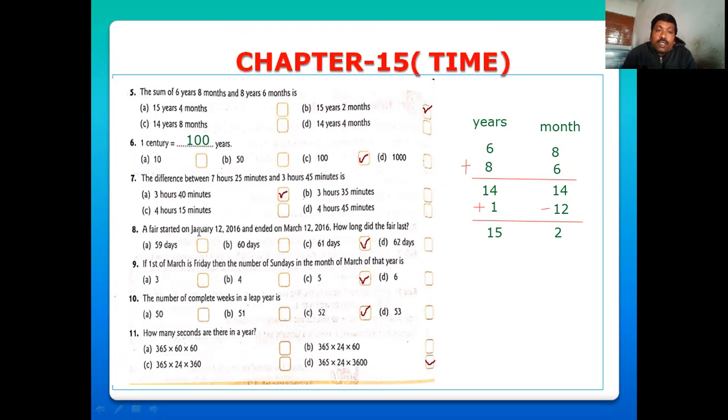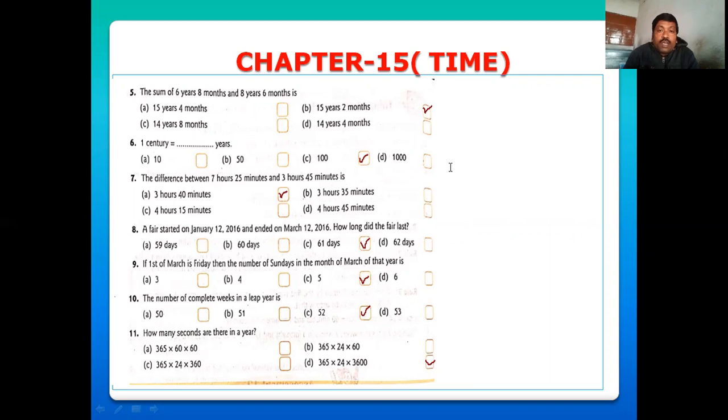A fair started on the January 12 2016 and ended on the March 12 2016. How long did the fair last? And how can we solve this type of question? See here. A fair started on the January 12. Started date is 12 January 2016. This is the starting date.